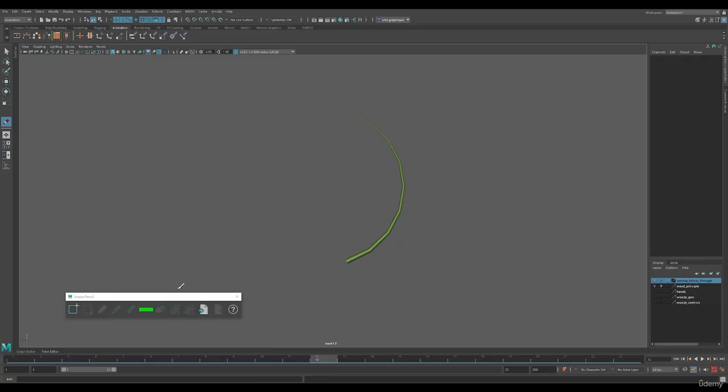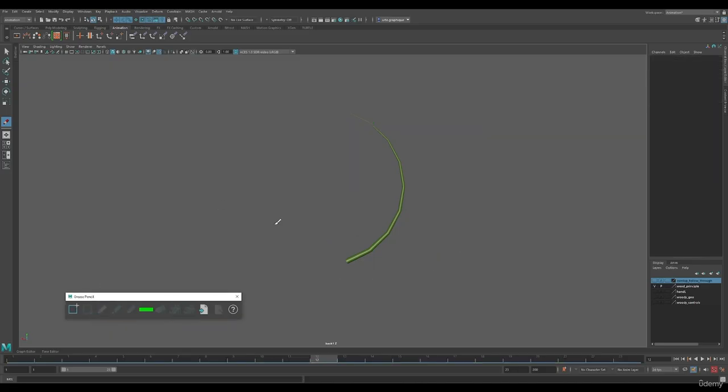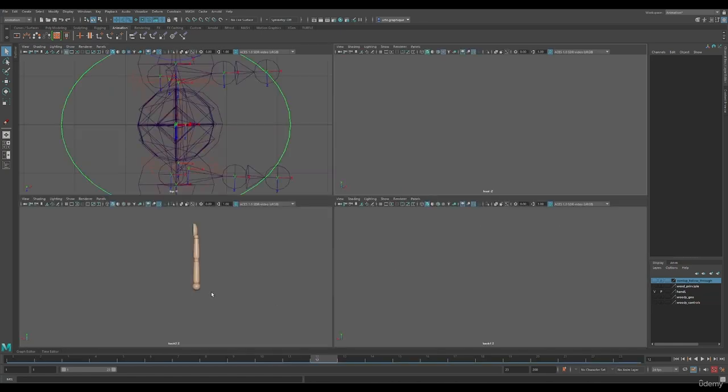When the bottom reaches its destination on the right, the opposite happens. The tip continues going further to the right as the base is already going to the left. Another case of overlapping action can be seen in an arm swing.